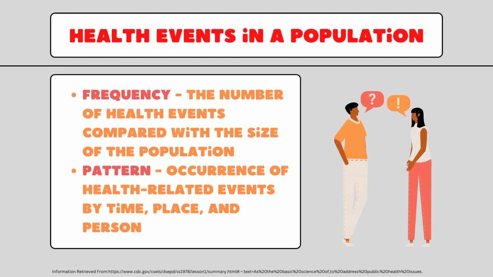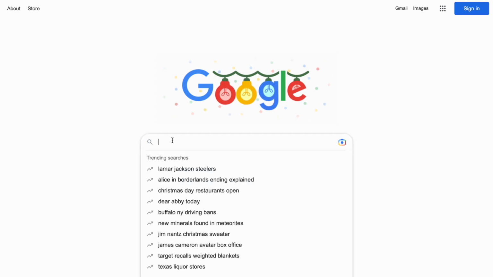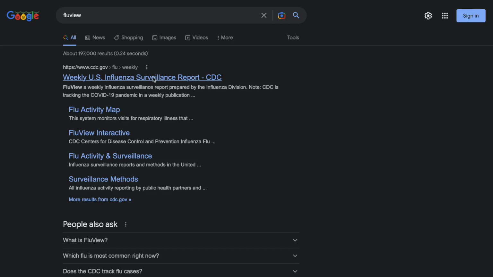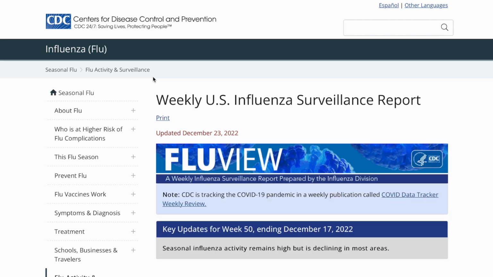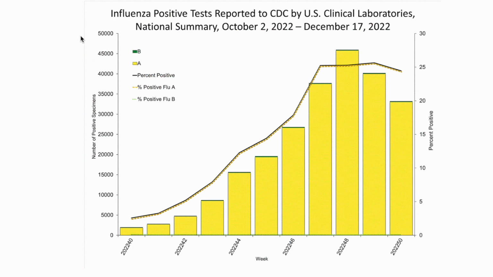So let's take a look at two different really important terms regarding health events in a certain population. So the first one is defined as frequency, which means the number of health events compared with the size of the population. Now I'm going to show you all a software that is known as FluView. So as of right now, flu cases are relatively elevated, and FluView is updated every single week. So as we can see, we are now examining the positive influenza tests that have been reported to the CDC by U.S. clinical laboratories. This national summary is from October 2nd, 2022 to December 17th, 2022.